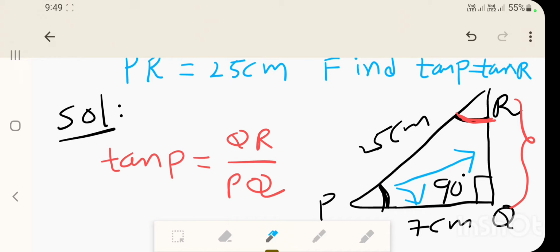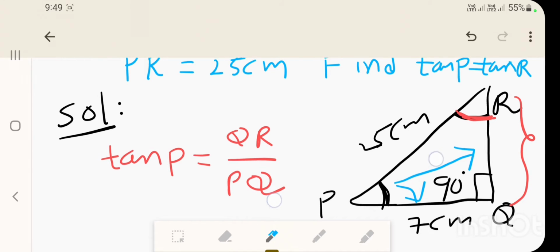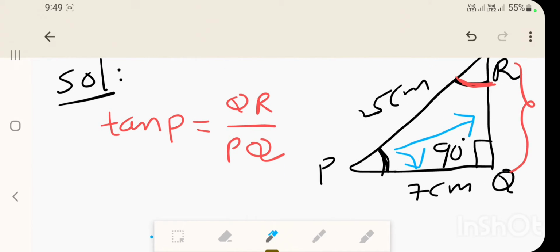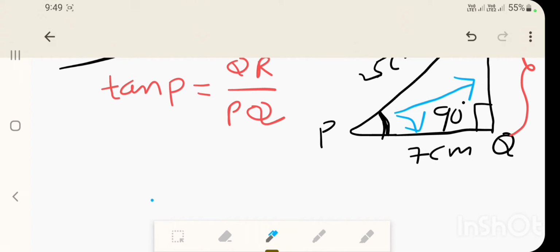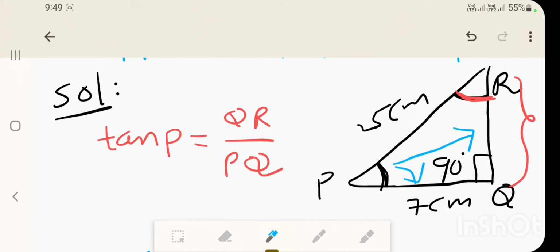Okay, so tan P we can have as QR by PQ, and PQ we know the length, that is 7 centimeters, but we don't know what is RQ. They have given the hypotenuse length, that is PR, 25 centimeters, and we know the Pythagoras theorem. Using the Pythagoras theorem, we can calculate the unknown length, that is QR.